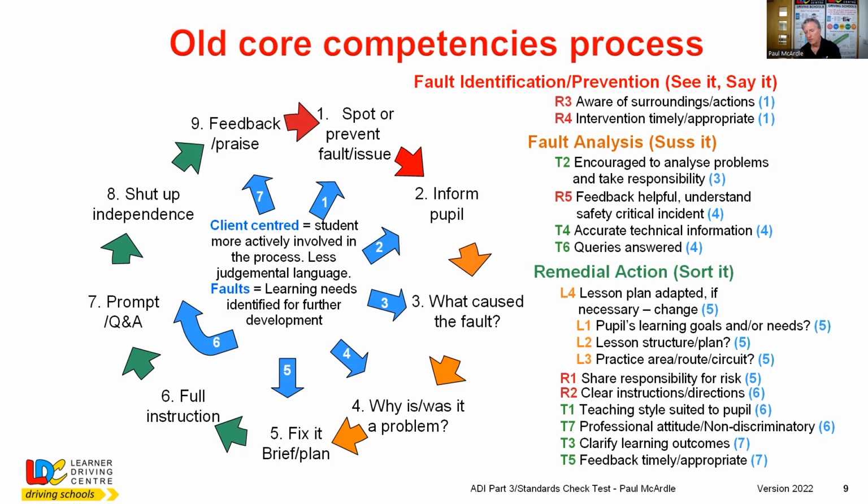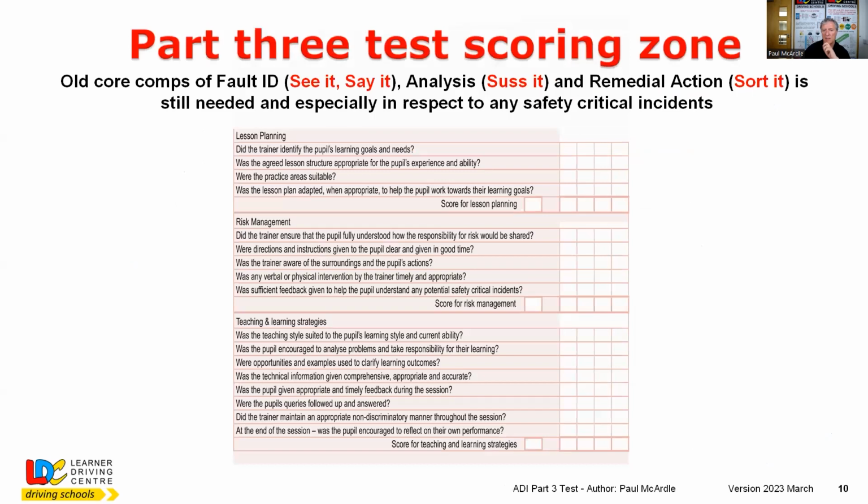That's where the T5 slightly differs from the R5. The R5 is really feedback to do with the safety critical incident, to do with risk management feedback. T5 is feedback to do more with the learning or teaching strategies that you're applying. So that's how they connect.